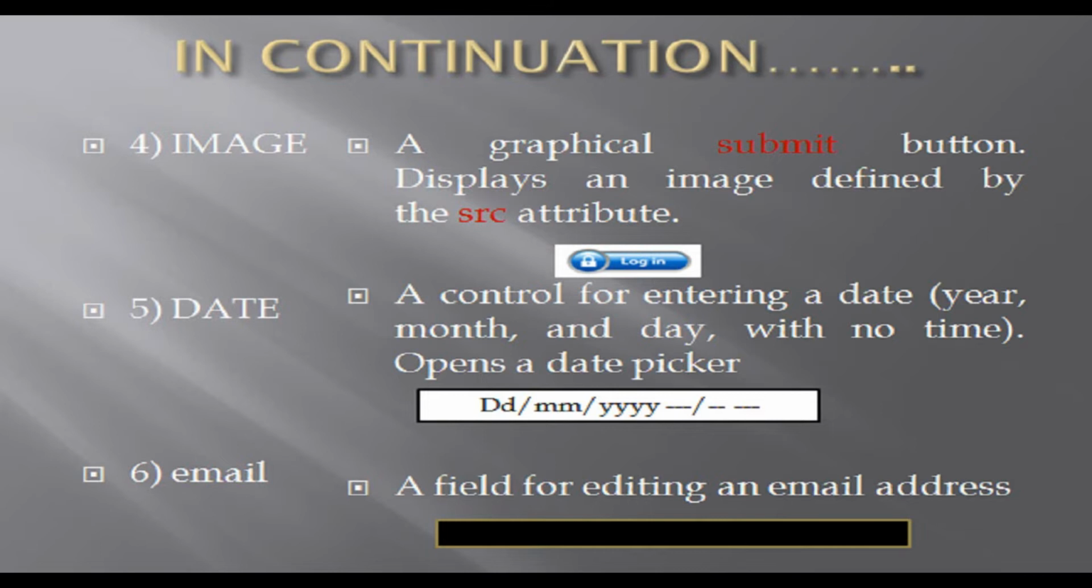Then comes date. Date is a control for entering a date in year, month and day, and here we can see that there will not be any time, only the date in DD MM YY format. The date element will give you a date picker. You can see a date picker. Then comes the email element of the input tag. The email element is a field used for editing an email address.